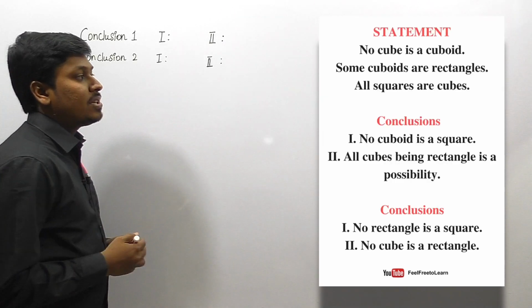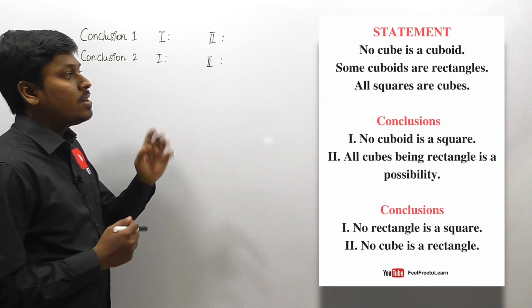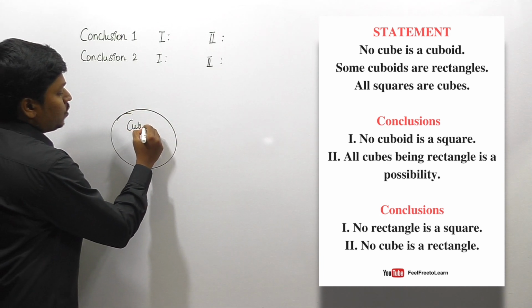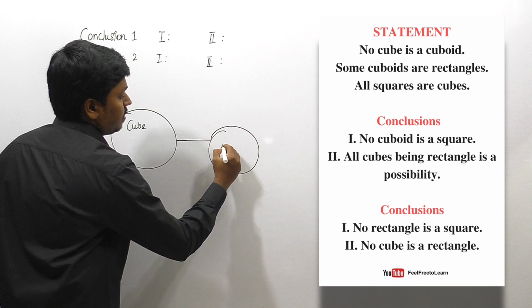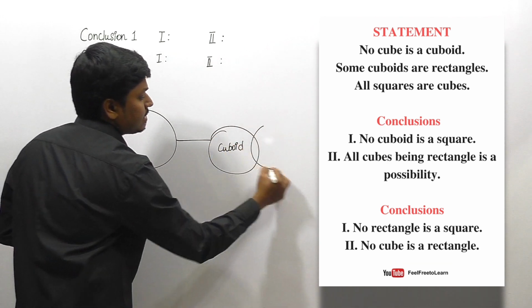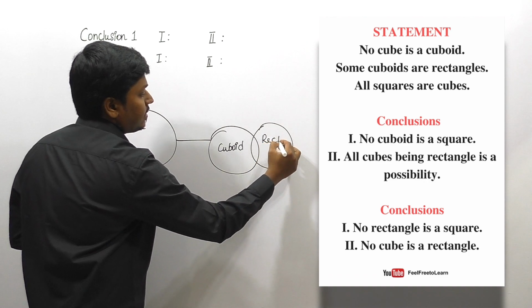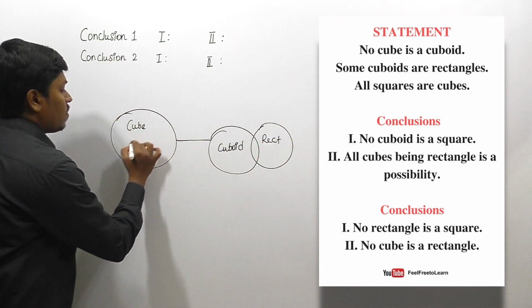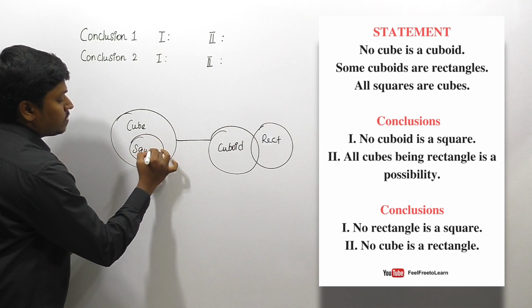Let me move on to the syllogism question. The statements are: no cube is a cuboid, right? The second statement is some cuboids are rectangles. And the third statement is all squares are cubes.